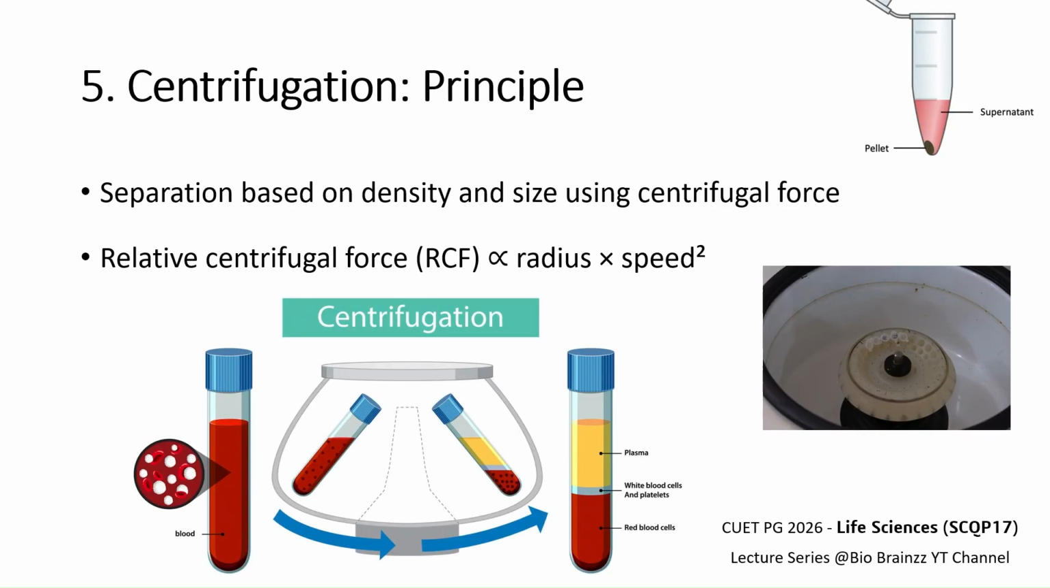Centrifugation. Centrifugation separates particles by size and density. Heavier particles form a pellet, lighter remain in the supernatant. RCF depends on radius and speed squared. Blood separation is a classic example.